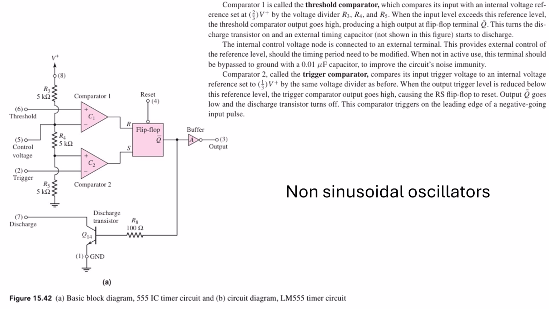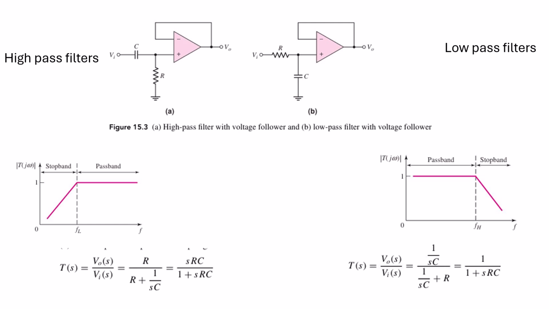Comparator 2 is also called the triggering comparator. It compares its input trigger voltage to an internal voltage reference set to 1/3 of the input voltage by the same voltage divider as in comparator 1. When the input trigger level is reduced below this reference, the trigger comparator output goes high, resetting the RS flip-flop, output Q dash goes low and the discharge transistor turns off. This comparator triggers on the leading edge of the negative going input pulse. So this way your signal can be generated using the oscillator.